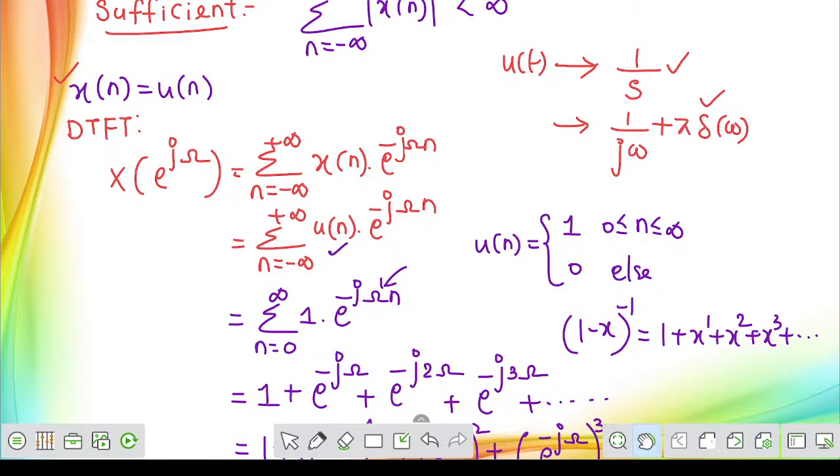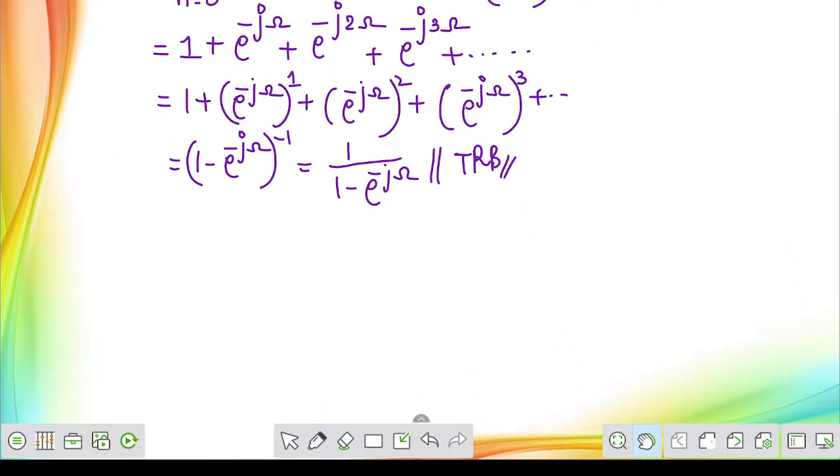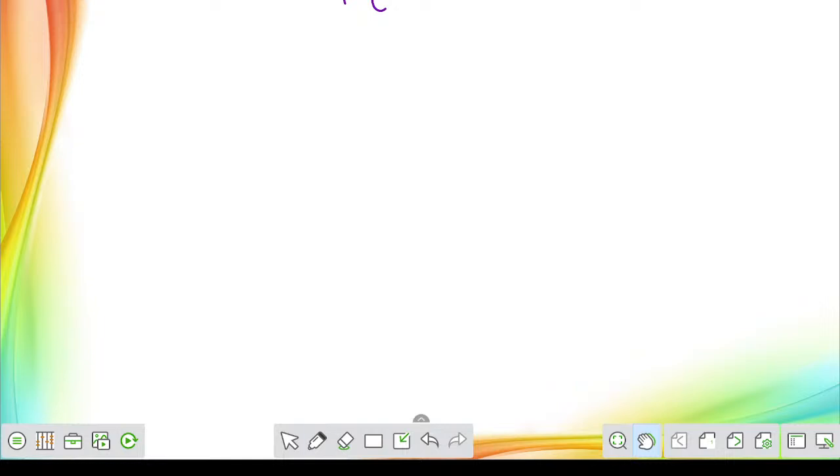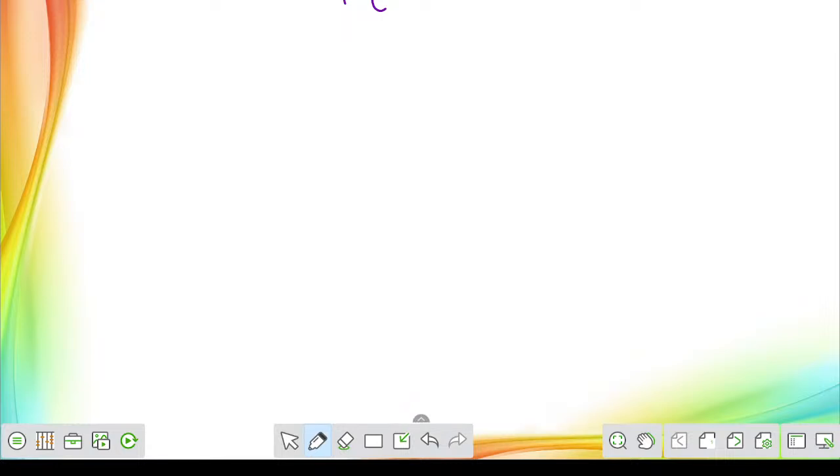If you remember the DTFT formula, whatever the signal they are giving, directly put it into the equation and try to expand it and figure out the final answer. That's it. So this is how we apply DTFT for a random signal whenever it is given in the examination. Hope you understand how to do this.